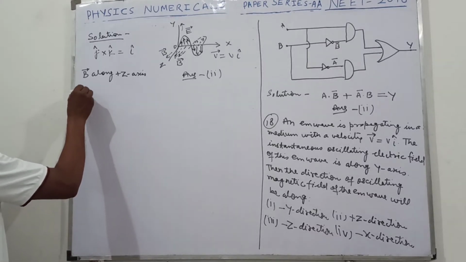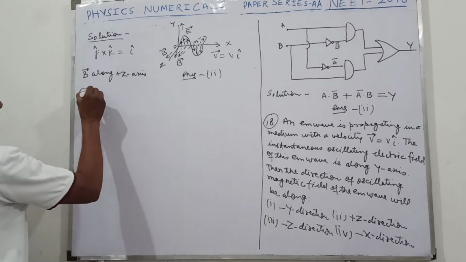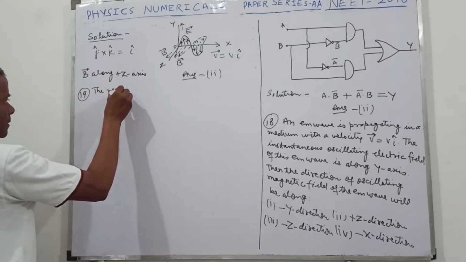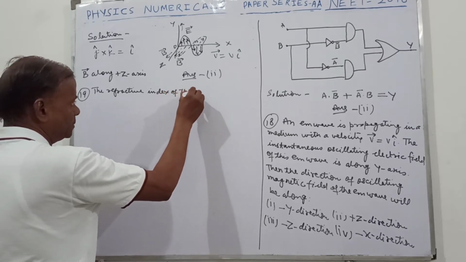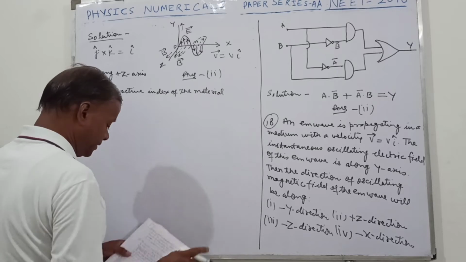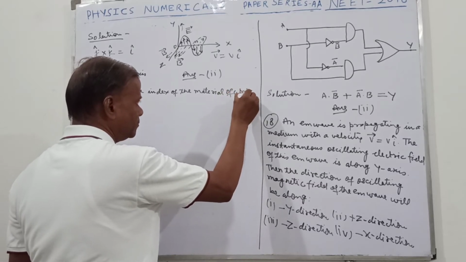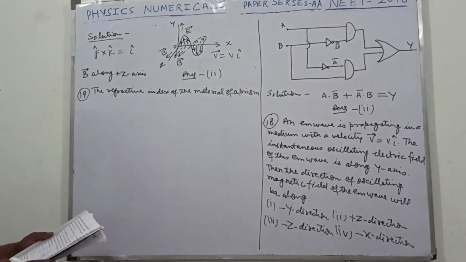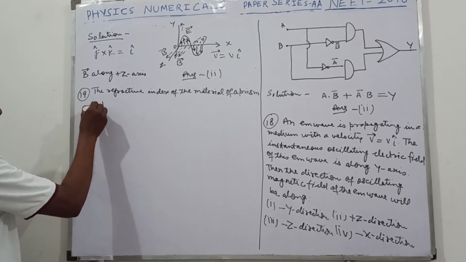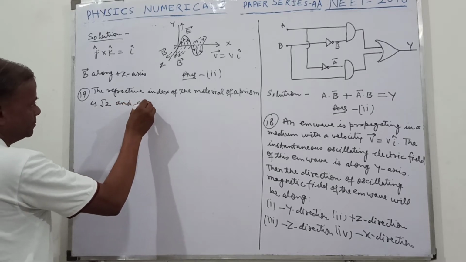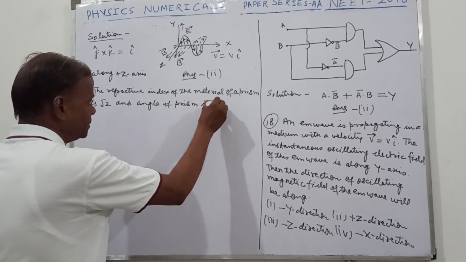Then the question number 19. The refractive index of the material of a prism is root 2 and angle of prism is 30 degree.